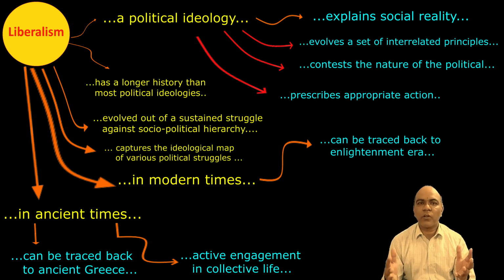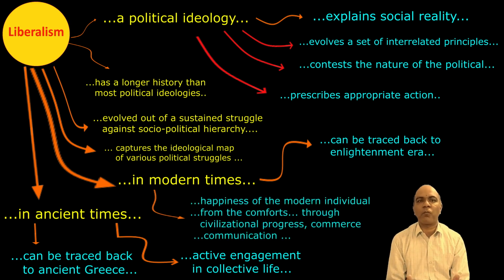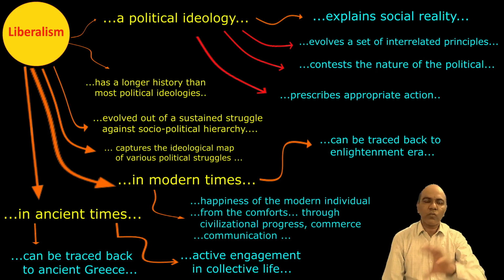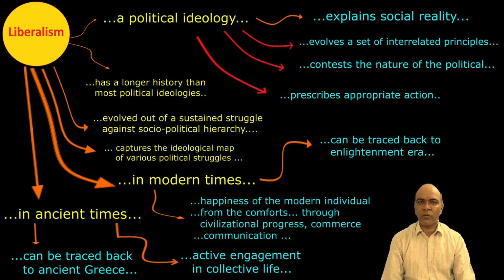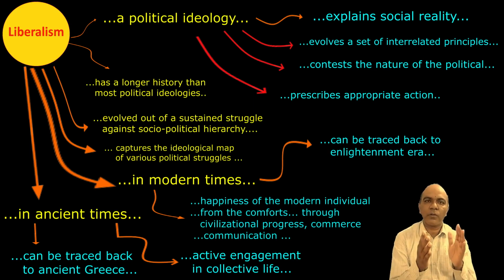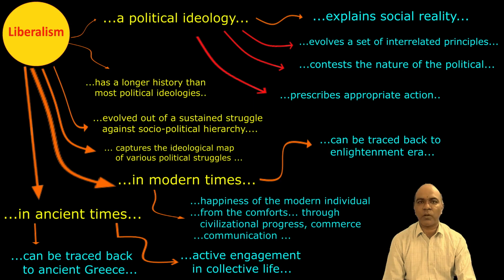Whereas in the modern world, individuals are lost in the multitude and they are unsure of their influence in collective decision making. The happiness of modern individuals derives more from the comforts gained through civilizational progress, commerce, and communication than from finding fulfillment in the collective. So, this is one way of distinguishing the modern idea of liberty from the liberalism which, some authors say, was prevalent during Greek times.